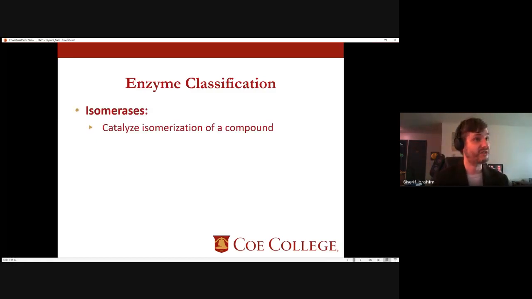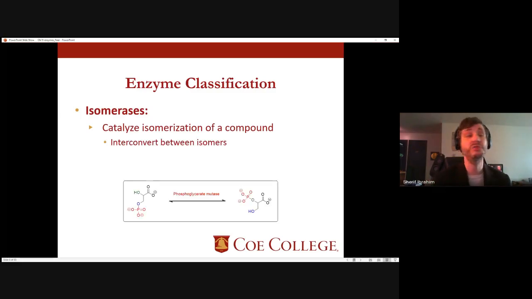Isomerases, like I said, just isomerize compounds. They don't change the formula. They just rearrange the atoms in that compound. So they're usually pretty similar in structure. Here I've got phosphoglycerate mutase taking 3-phosphoglycerate. Glycerate is the carboxylic acid part, and mutase is another synonym for isomerase. It's moving that phosphate group from the blue oxygen onto the green oxygen.